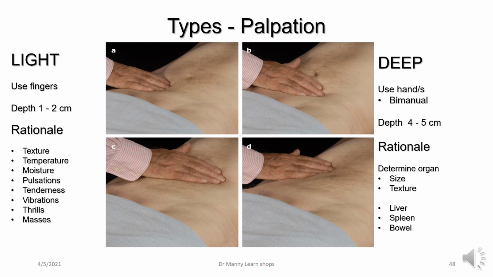Palpation can be light or deep. Light uses the fingers only to a depth of about 1 to 2 centimeters, and the rationale is to determine texture, temperature, moisture, pulsations, tenderness, vibrations, thrills or masses. Deep uses the hands. It can be bimanual as well, using 2 hands. The depth is typically 4 to 5 centimeters, and the rationale is to determine the size and texture of the organ. This typically means the liver, the spleen or the bowel.